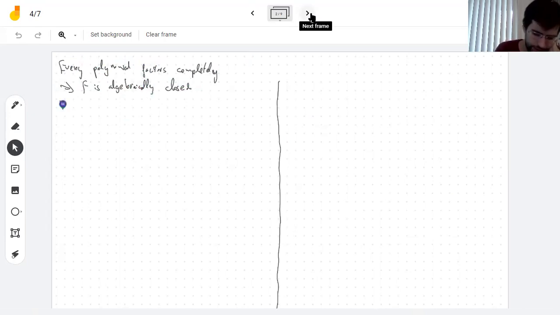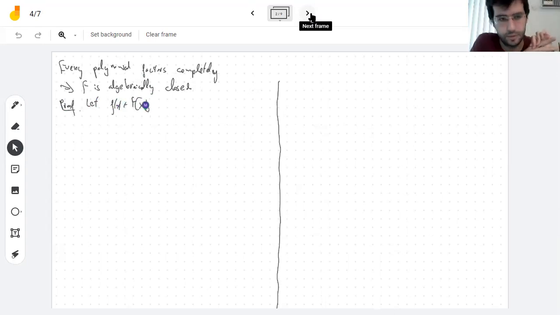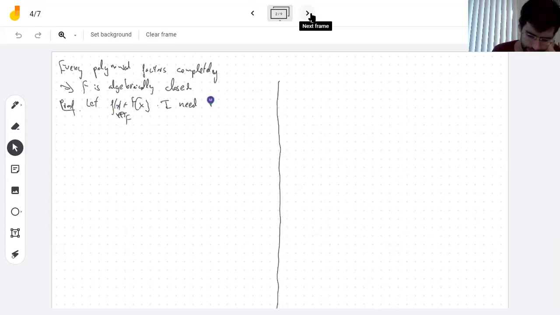So let's prove this. What do I need to show? I need to show that F is algebraically closed. That means I need to show that every polynomial has a root, unless it's a constant. So what do I know? Well, I'm saying assume every polynomial factors completely.